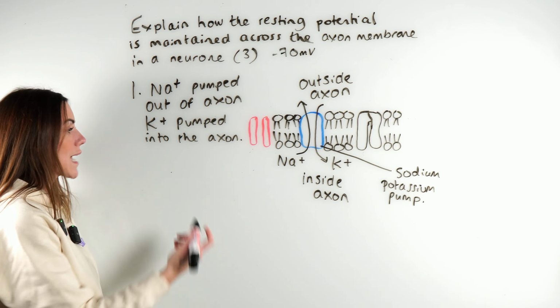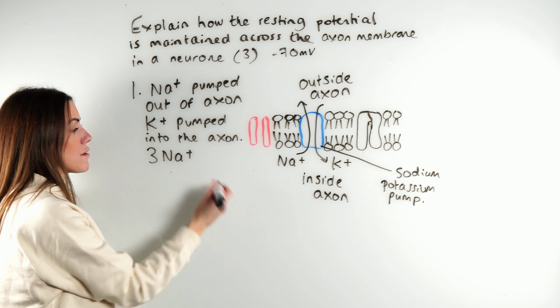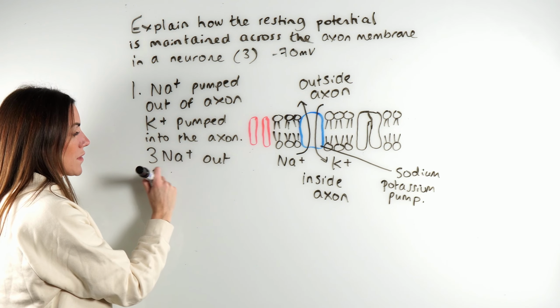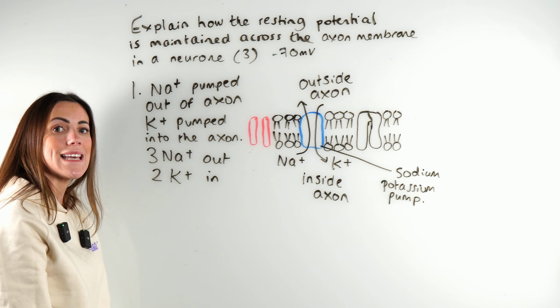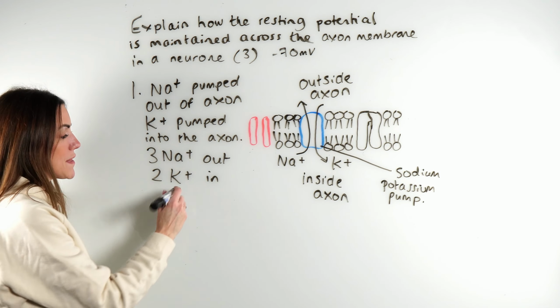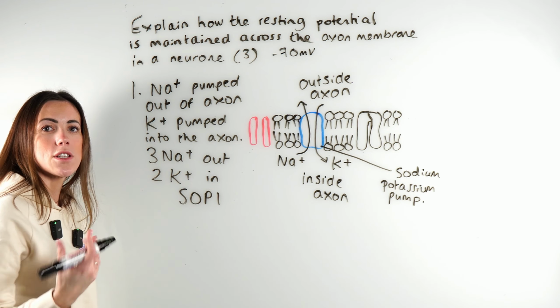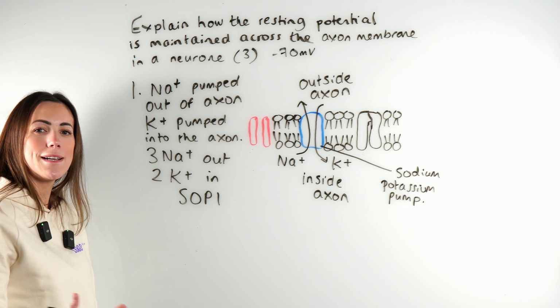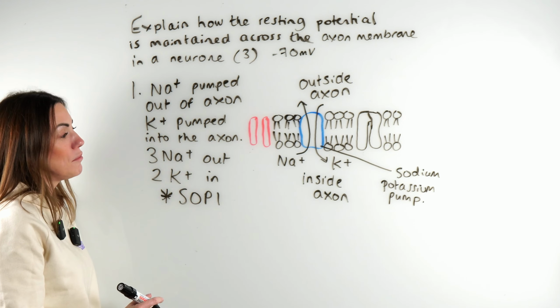If you do know numbers, you can include those numbers. You don't have to get the mark, but it actually moves 3 sodium ions out for every 2 potassium ions that it moves in. The way I remember this, by the way, is I just remember SOPI, sodium out, potassium in, SOPI. It's a nice way to remember it. Okay, so you can have that one.